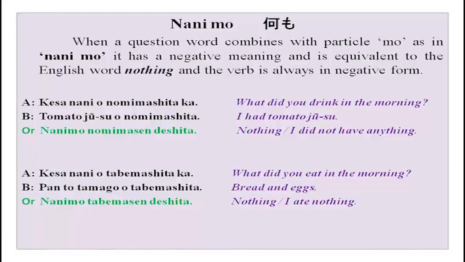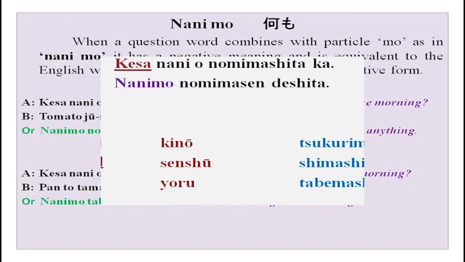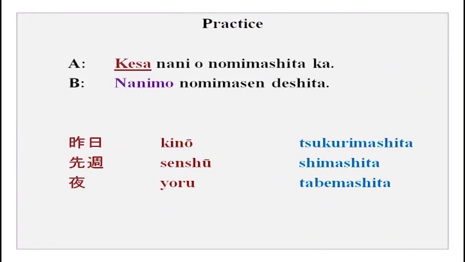Nani mo can be used in daily conversation and it means nothing and always has a negative verb in the end. Please remember that. That is important with nani mo. The verb is always negative. You can practice this nani mo over here. Kesa nani o nomimashita ka? Nani mo nomimasen deshita. Kino nani o nomimashita ka? Or kino nani o tsukurimashita ka? Tsukurimasu is to make. Nani mo tsukurimasen deshita. I did not make anything.